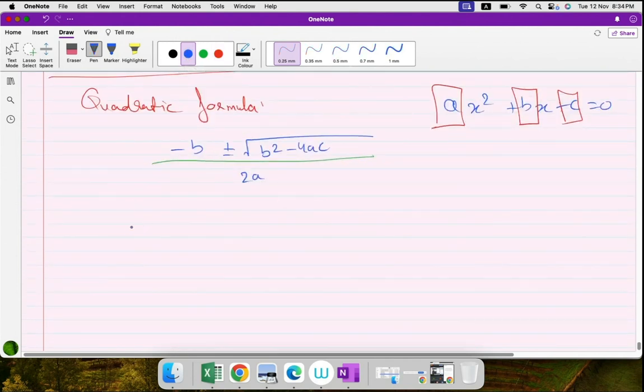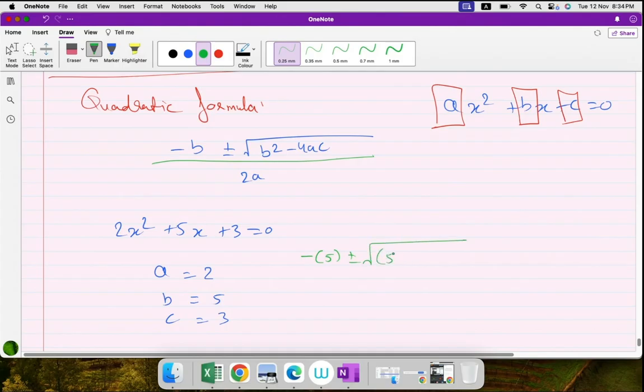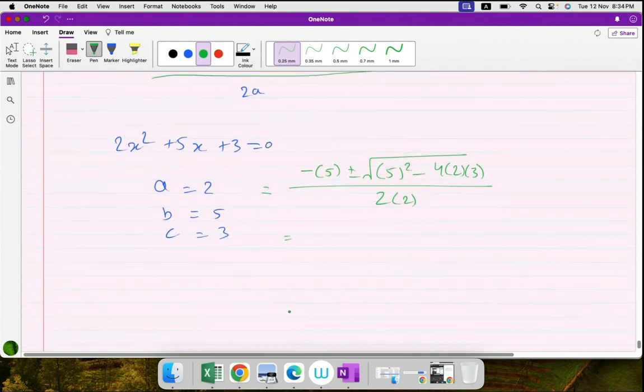For example, if I write 2x square plus 5x plus 3 is equal to 0, a, b, and c: a would be 2, b would be 5, and c would be 3. And we can use this formula, minus b plus minus square root of b square minus 4 into a into c, over 2a. You can do that in one step with a calculator or with working steps, that's up to you.